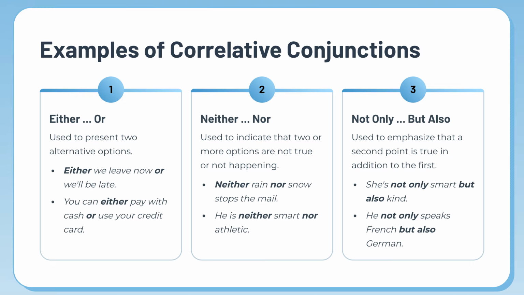And the third pair is not only, but also. This one is used to add emphasis. It shows that two things are true. She's not only smart but also kind. He not only speaks French but also German. Each of these pairs joins ideas of equal importance. So when you use them, make sure your sentence feels balanced on both sides.